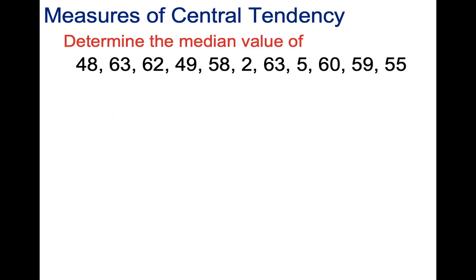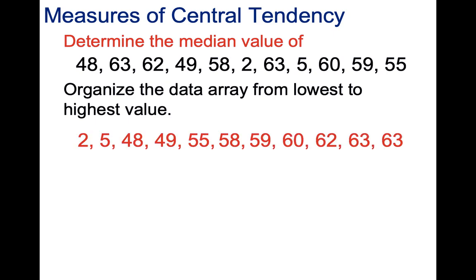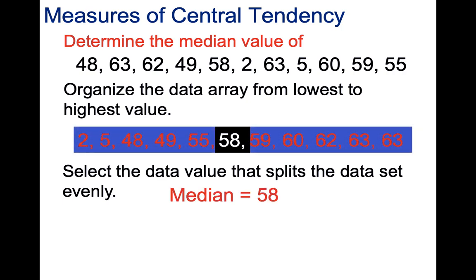So let's take a look here. If we want to figure out the median, the first thing we have to do is reorder the data set from lowest to highest. So we do that. And once we've done that, then we can go ahead and look at the median. It says here, select the data value that splits the data set evenly. So in this case, the middle value is 58. And so our median for this data set is 58. So in this example, there's no calculation where you have to do anything in particular.